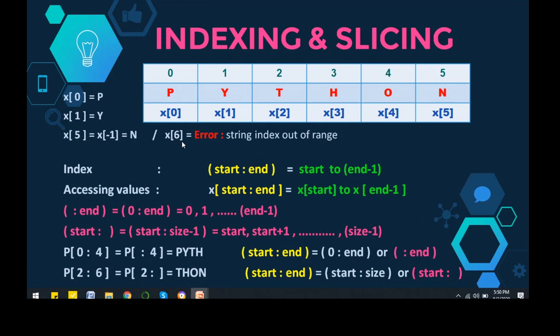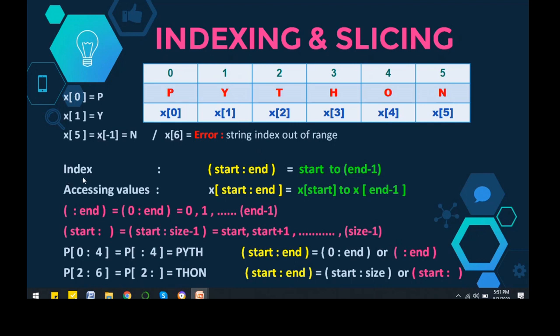Now what if we try to access an index which is not available in this array? The indices are from 0 to 5 because the length is 6, and if we try to access an index which is not available, we cannot fetch it, so it will give us an error. Similarly, if we try to access any index greater than 5, in all those cases there will be an error, and the type of the error will be string index out of range.